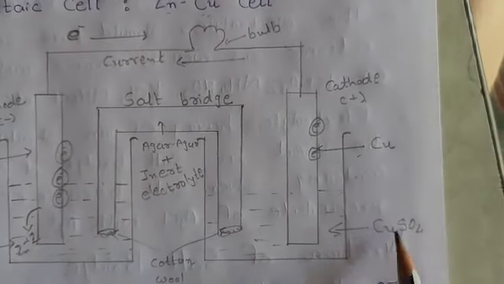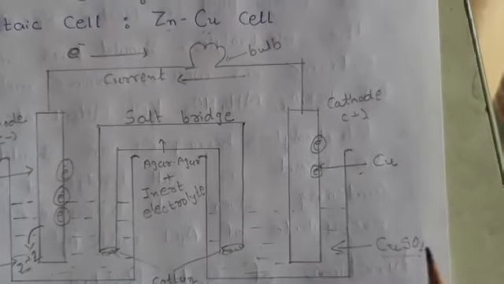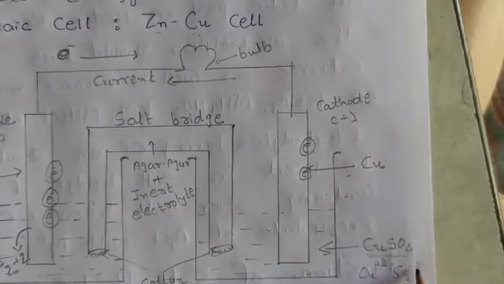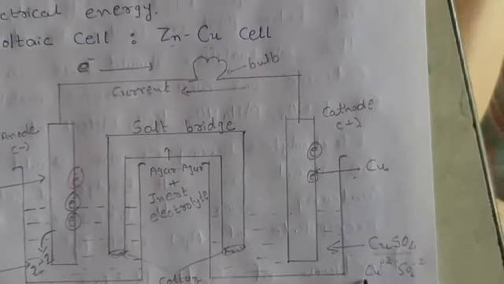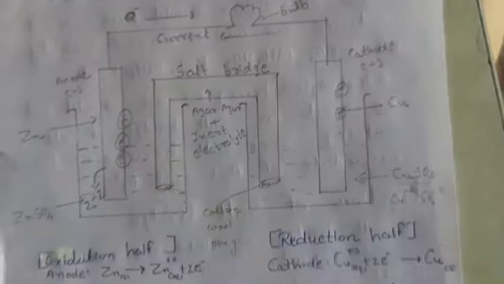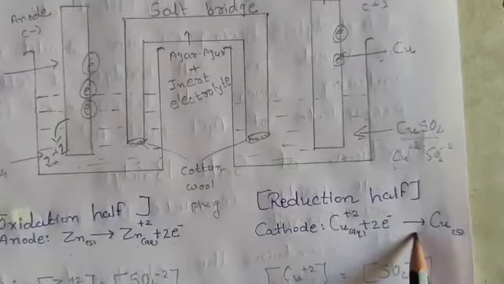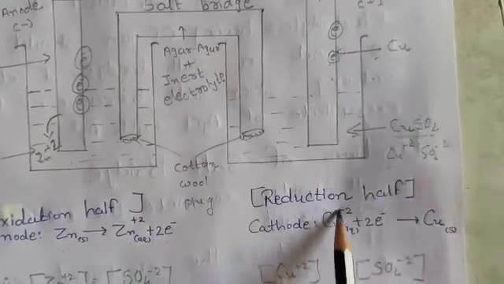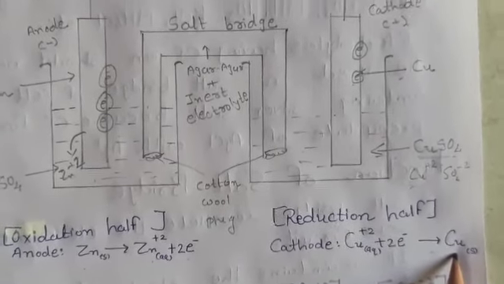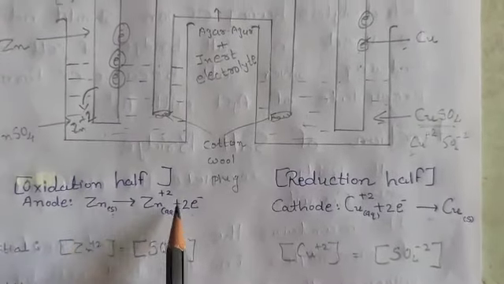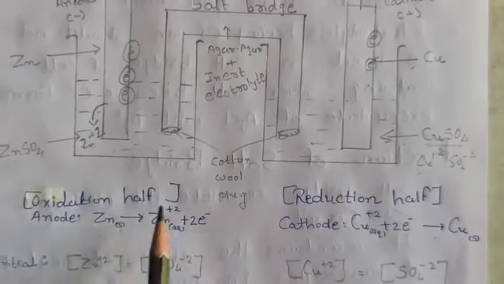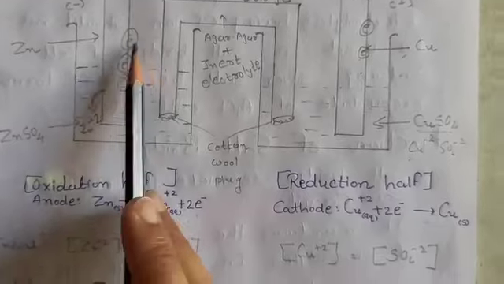right. Now here we have copper sulfate solution. Copper sulfate solution means Cu+2 and SO4-2 ions are there. That Cu+2 ion accepts this electron and converts into copper, right. You can see that the Cu+2 ion accepts an electron and is converted into Cu. Here zinc is donating electrons, and donation of electrons is known as oxidation.